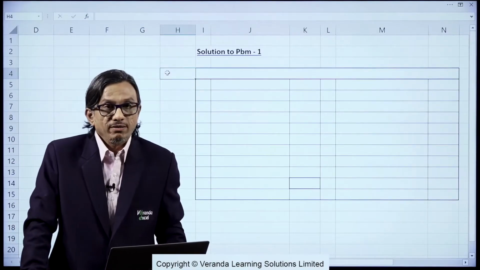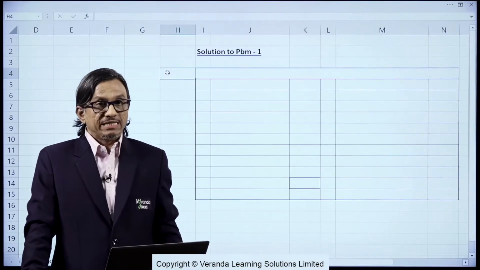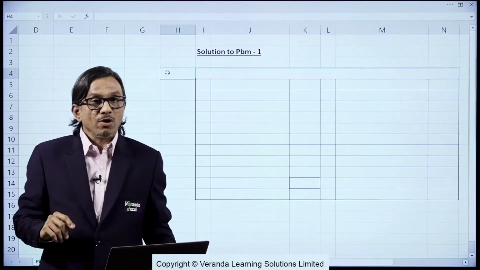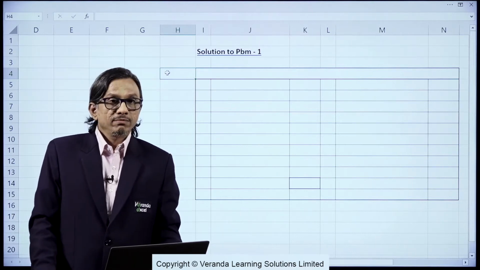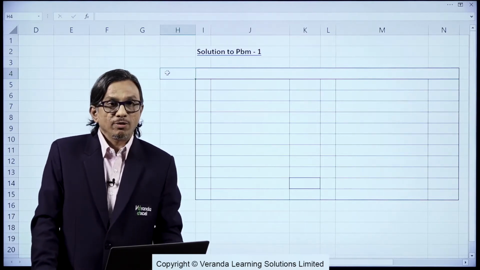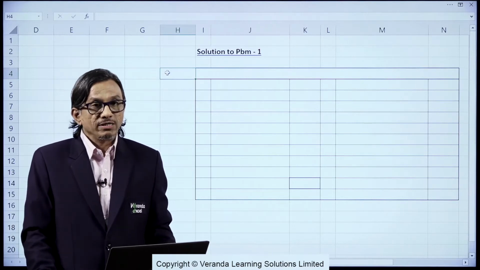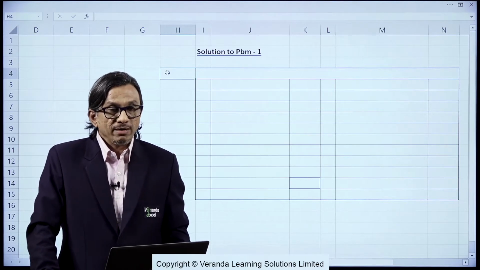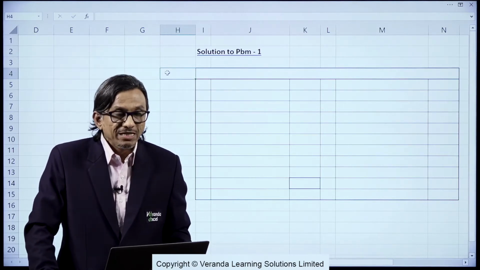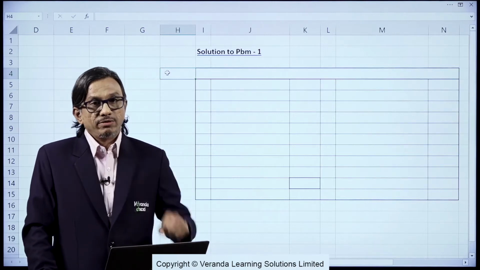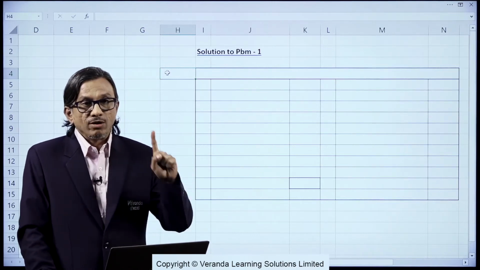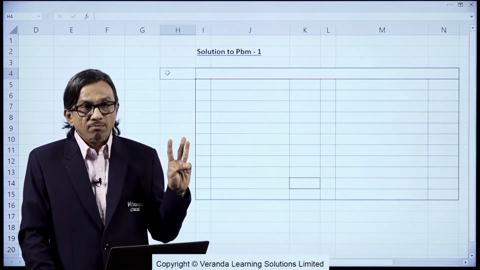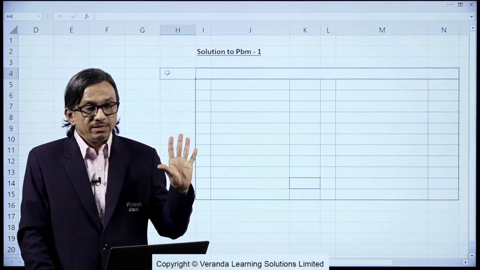Friends, now we will see the solution to problem number 1 on basics and introduction to partnership accounts. We have already read the question, and I explained the possible adjustments. So what are we supposed to do? Number 1, we have to prepare the profit and loss appropriation account, and number 2, we have to prepare the capital accounts of the partners assuming it is fixed. That means we have to prepare 3 ledger accounts: number 1, the profit and loss appropriation account; number 2, the partners' capital account; number 3, the partners' current account.